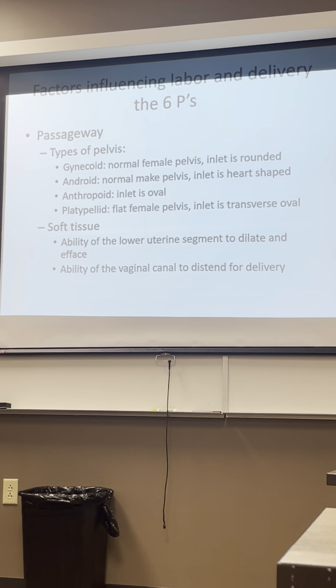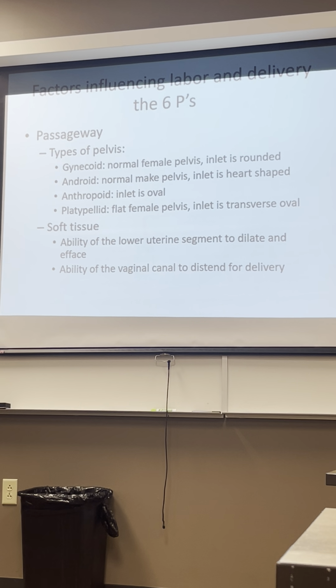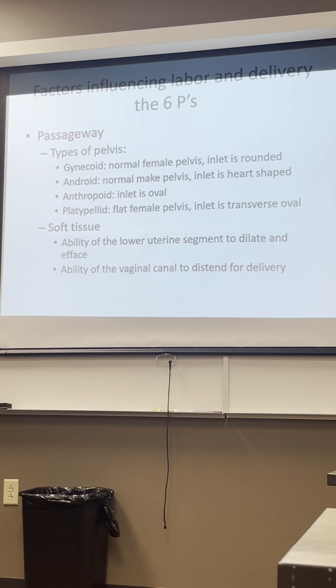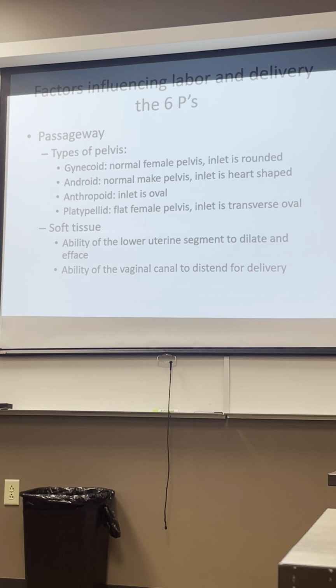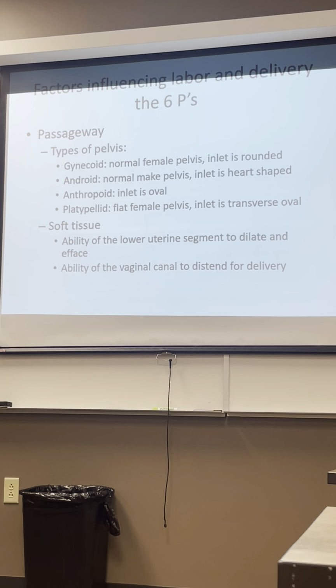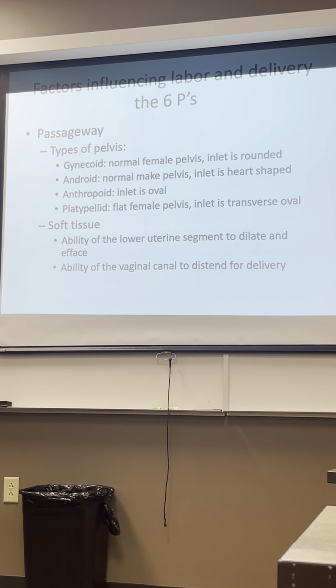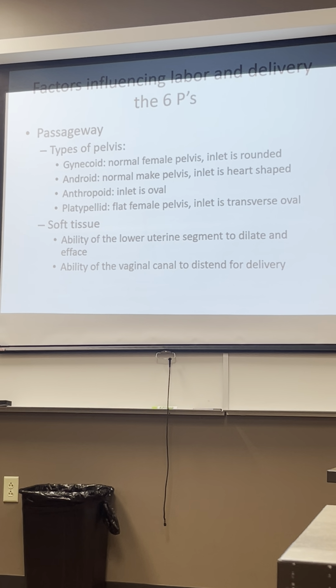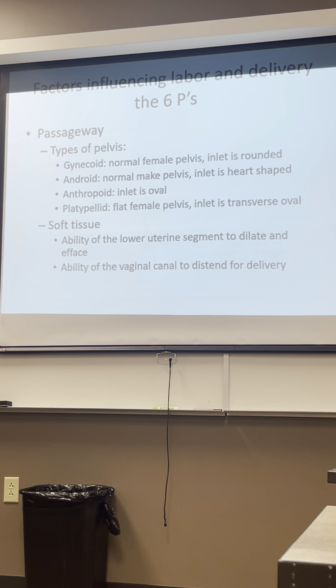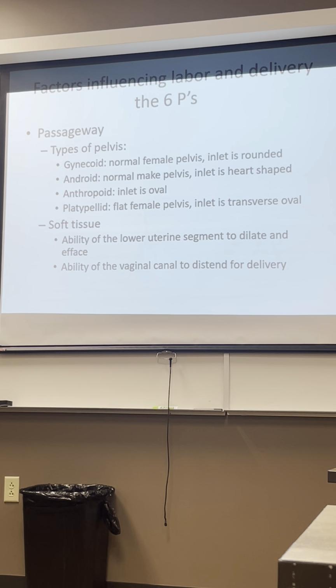The 6 P's. First, the passageway, so that includes the pelvis. Gynecoid is the normal female pelvis. The inlet is rounded, and that's best for labor. Android is more male. The inlet is heart-shaped. Anthropoid, the inlet is oval, and platypelloid is a flat female pelvis, just in case they ask about those things.